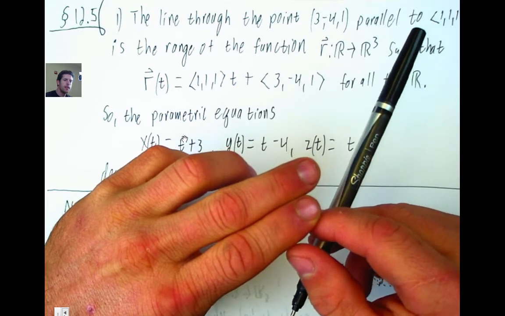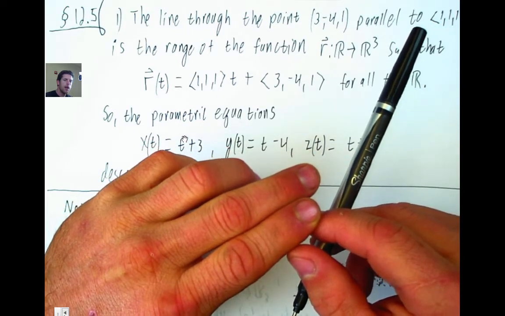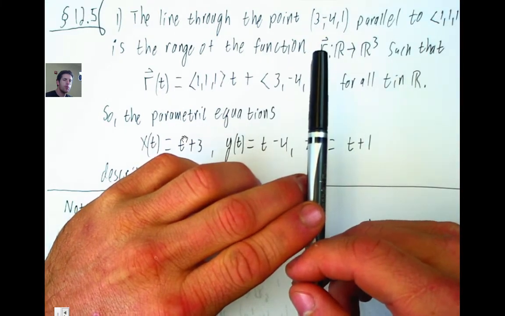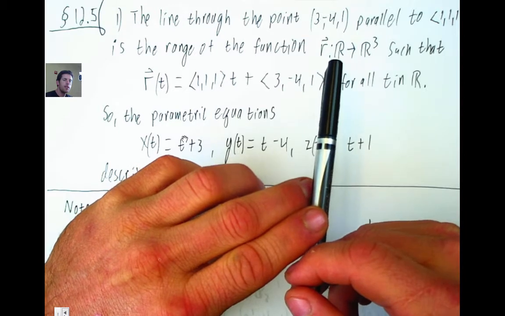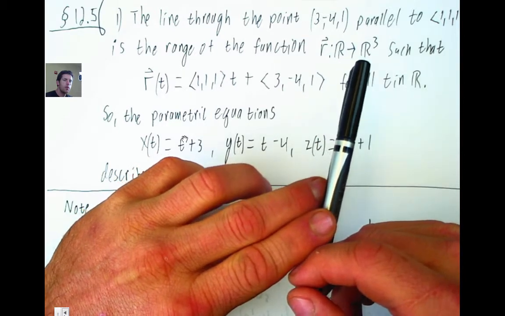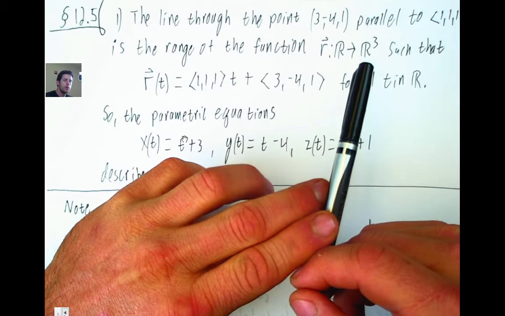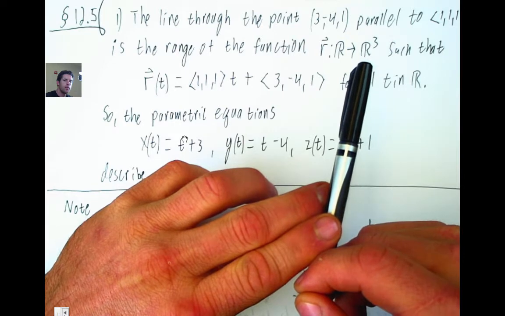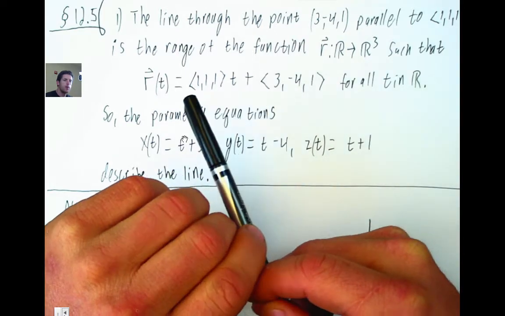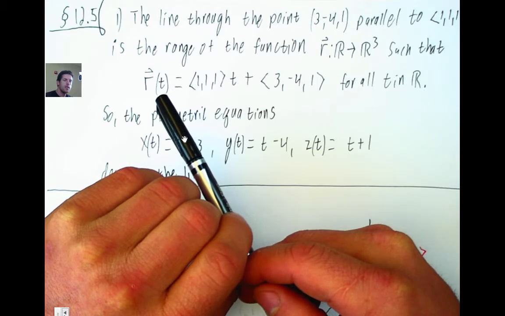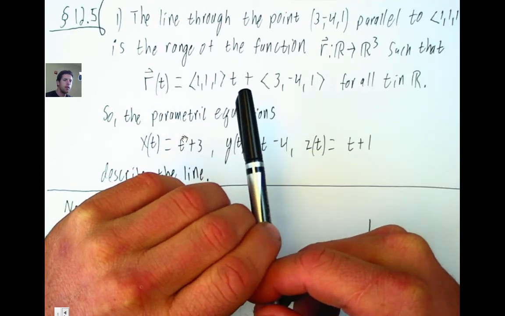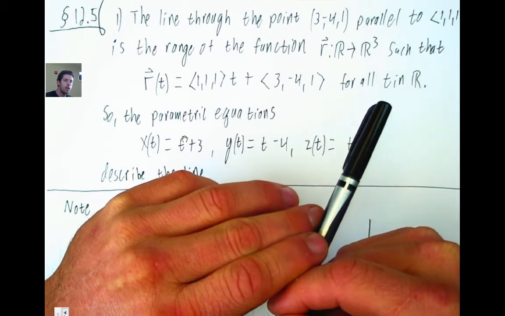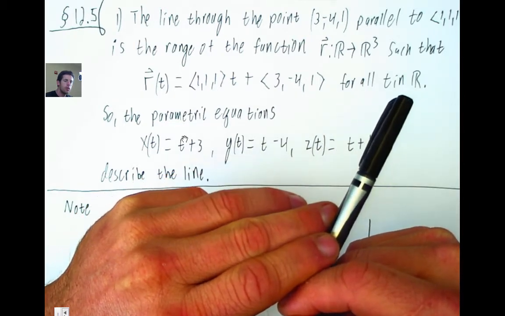So I'm going to describe that line, first of all, as the range of a function, which I'll call R, with a harpoon above it because it's vector valued, that takes in real numbers and gives out ordered triples of real numbers. So for each input, there is a vector output. And here's the explicit description of that rule of correspondence. R assigns to t the vector (1, 1, 1) times t plus (3, -4, 1) for any number t in the real numbers. Okay.